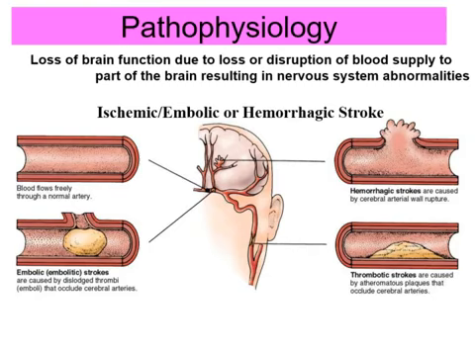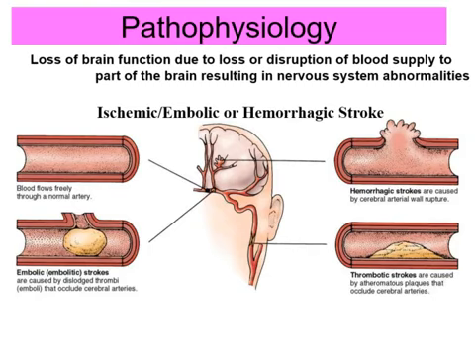Pathophysiology. So again, make sure that you know the difference between the ischemic and hemorrhagic strokes. There's a loss of brain function due to the loss or disruption of blood supply to part of the brain, which then can result in nervous system abnormalities. Those are all the signs and symptoms we see in our stroke patients.